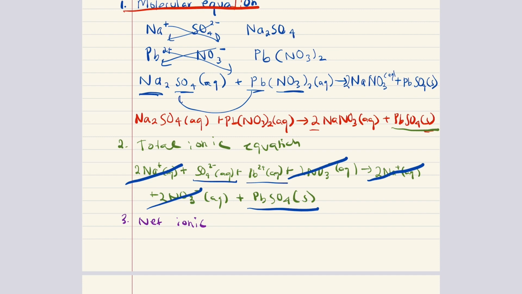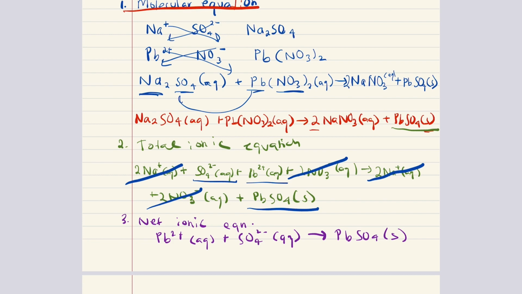What we get for our net ionic equation is Pb2+ aqueous plus SO4 2- aqueous gives us PbSO4 solid. That is our net ionic equation.